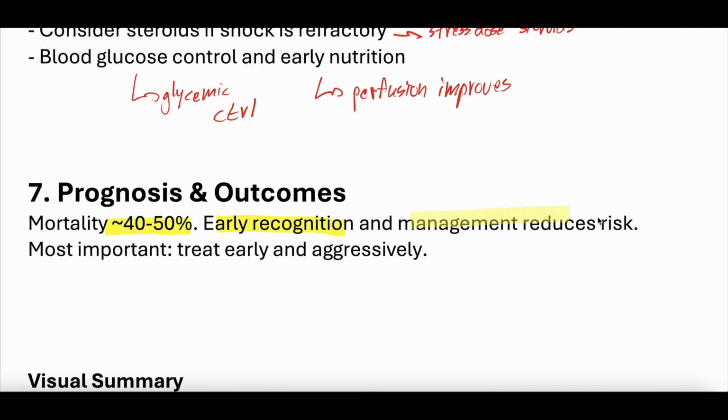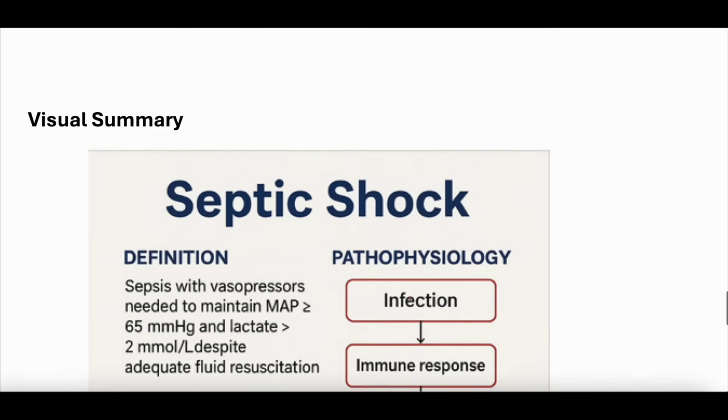Early recognition and management does reduce the risk of mortality. How much is unclear, but we've hit a little bit of a plateau. We probably need some more aggressive research into other ways we can help treat these patients. But identifying early and treating aggressively early is absolutely critical in trying to blunt some of that downstream morbidity and mortality. We do have a little visual summary here.